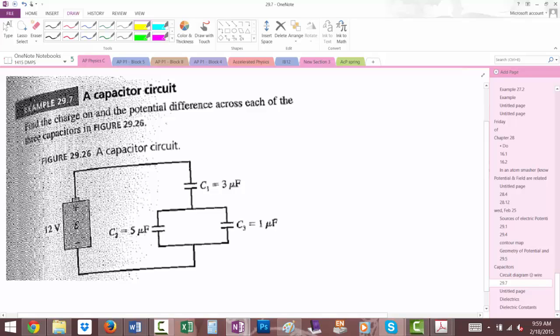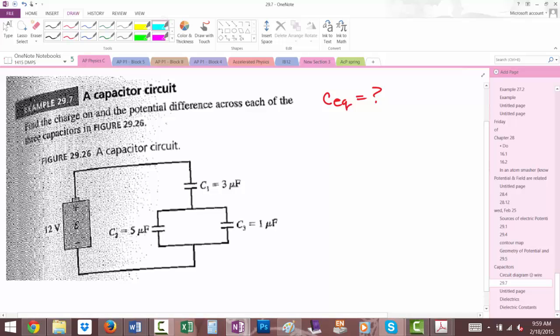You can do this if you stop whining. What example is this? 29.7. In your book. I want you to find first the equivalent capacitance. Do that right now. Talk to your table mates about how you might do that. Because this is a little bit more complicated, right? Series and parallel. What do you have going on?